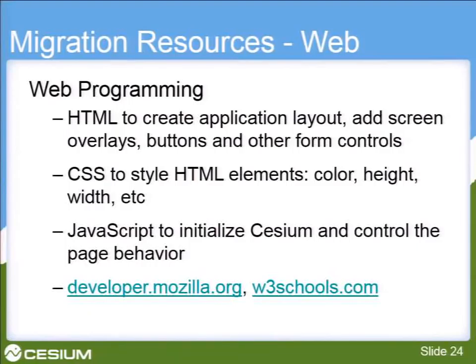So instead of with the Google Earth plugin where you do this from the API, you can do this directly with HTML for your form controls and your screen overlays and everything like that. And then we're using CSS to style those elements. So this is going to be used to change like the height and width and color of these different HTML elements that you've added to your page. And then JavaScript is what we are using to initialize Cesium and then control any behavior. So if you want something to happen when you're clicking on the page, you have to have a JavaScript function that is going to handle this.